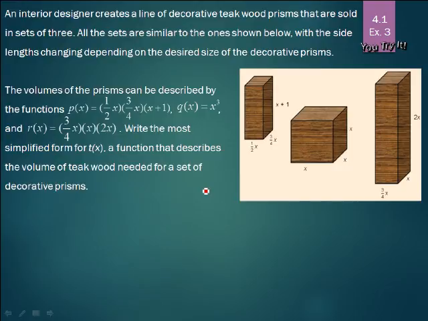3/4 x times 2x. Write the most simplified form for t of x, a function that describes the volume of teakwood needed for a set of decorative prisms. Okay, so we're looking for t of x, which will be the sum of these 3 prism volumes. And so we can use a table to find the values of the 3 functions, add them together, and then find an equation to represent those values.